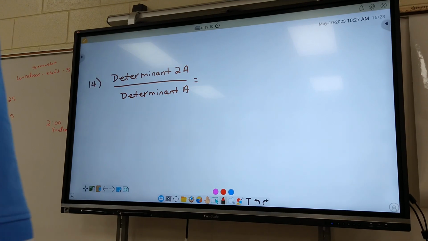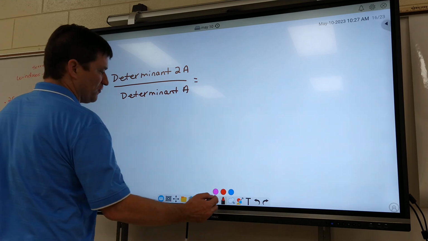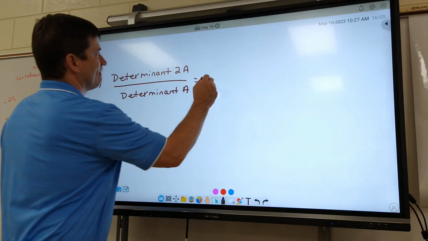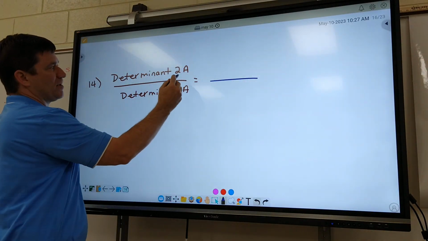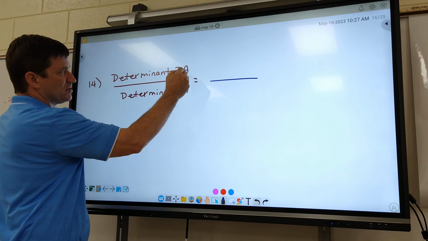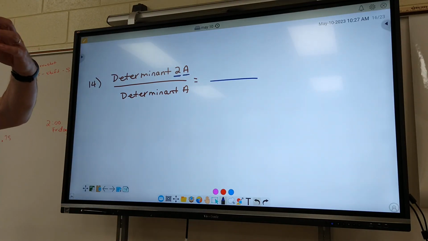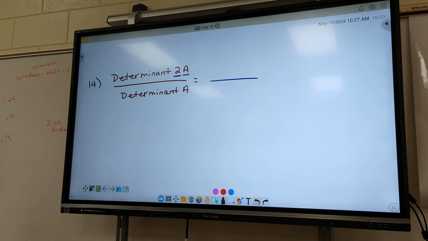All right, 14 and 16 are really short and quick. 15 is kind of long. So let's do 14. What do y'all think we do first on 14 when you see it set up the way it is? What needs to go on top, guys, if it says 2 times determinant A? I'm going to times everything in here by 2 and rewrite it.